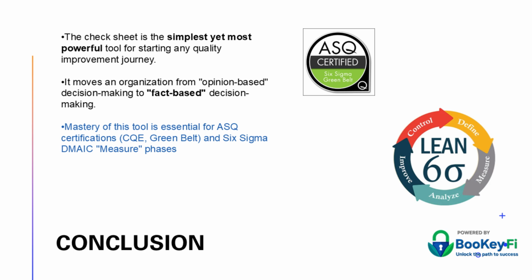Final conclusion. In summary, the check sheet is far more than just a tally sheet. It is the fundamental starting point for any successful Lean or Six Sigma journey. From defining the purpose and designing the layout to the final implementation and review, this tool provides the objective evidence required to solve complex problems.